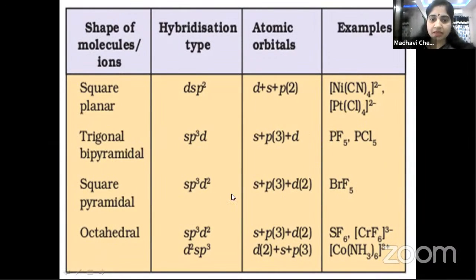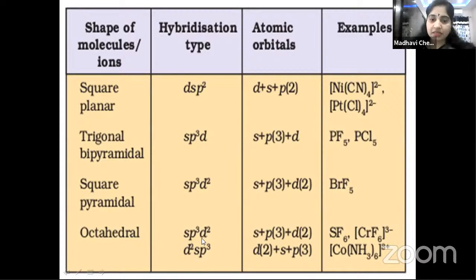Next one is sp3d2 hybridization. It means one s orbital, three p orbitals and two d orbitals. Once they overlap, they give sp3d2 hybridization. So square pyramidal structure. Actually, it should consist of an octahedral structure. sp3d2 hybridization means octahedral structure. But because of the presence of lone pair electrons, see in BrF5, it is having one lone pair of electrons. So because of that, it acquires a square pyramidal structure.